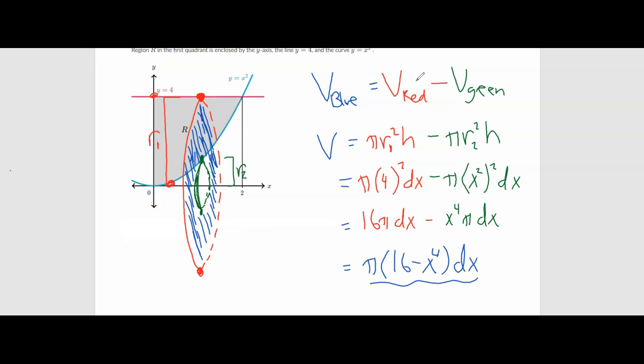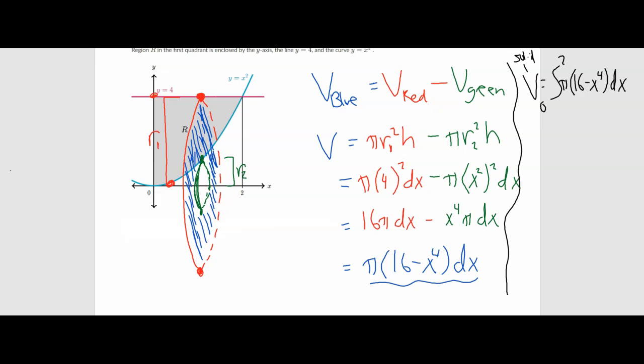Well, if I want to find the entire volume of the entire solid, if I sum up all the volumes of those washers, I just need to integrate. Let's do that over here. It's the volume of the whole. I'll just say the volume of the solid. It's going to be equal to the integral from 0 to 2 of pi times the quantity 16 minus x to the fourth dx. And then we could go through and integrate that by hand.